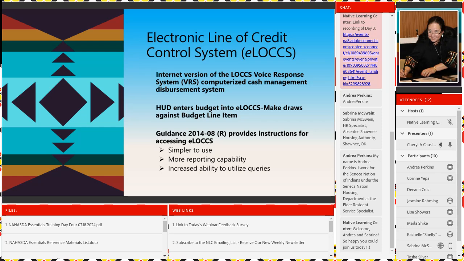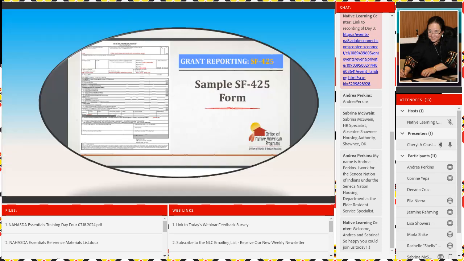So ELOCs is the internet version of the LOCCS voice response system, the VRS computerized cash management disbursement system. HUD enters your monies, your budget, into ELOCs, and then you make draws against your budget line item. Guidance 2014-08 provides instruction for accessing ELOCs. It is much simpler to use. There's more reporting capabilities, and there's an increased ability to utilize queries. When's the last time I did a draw?